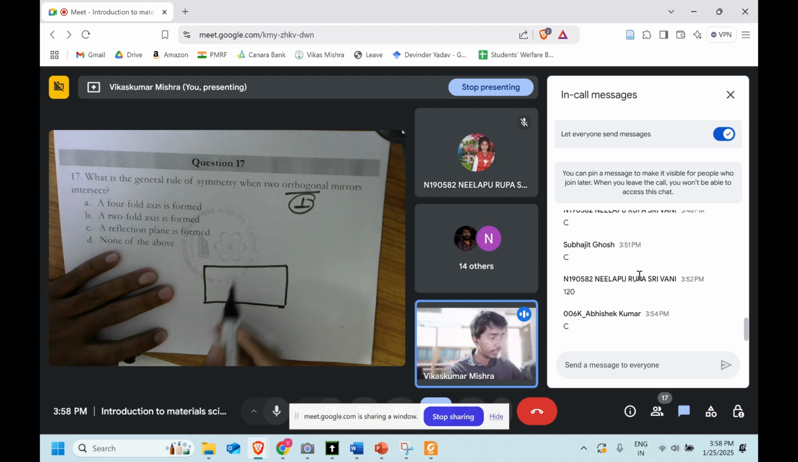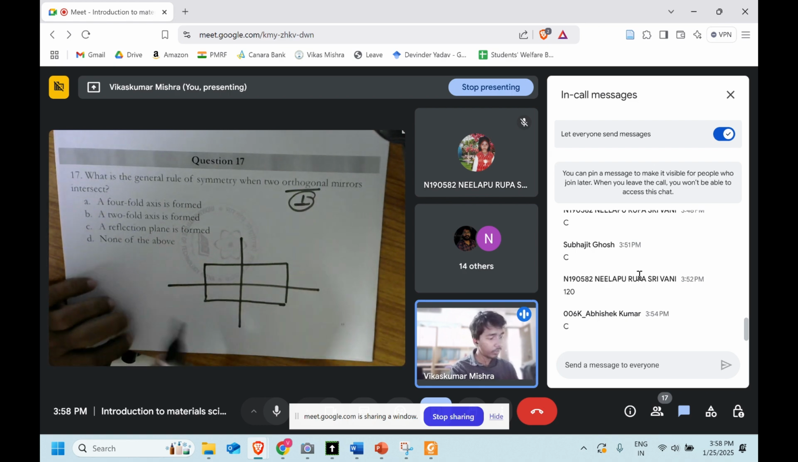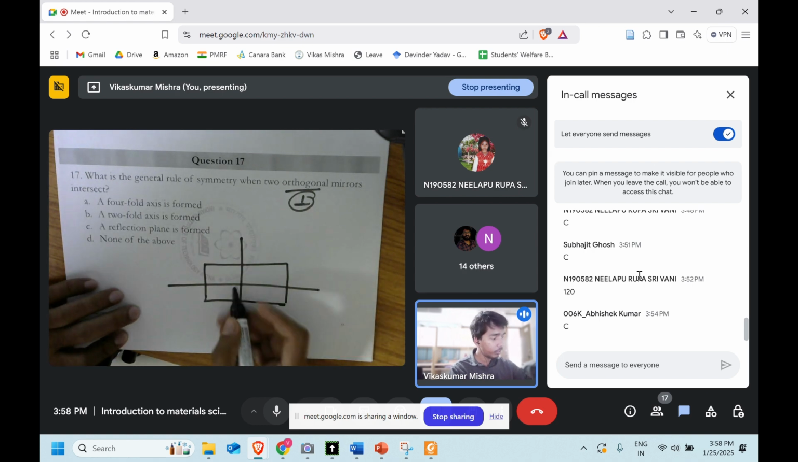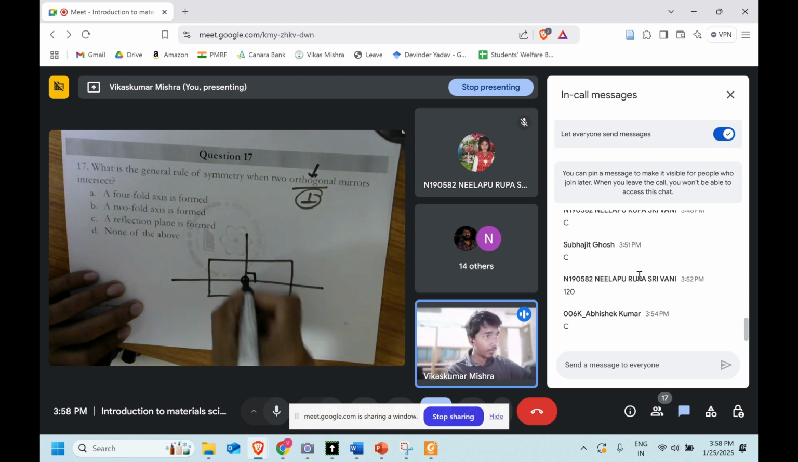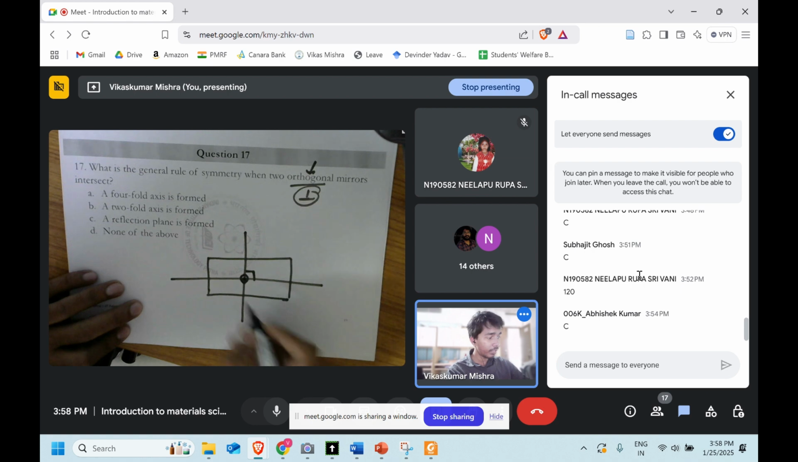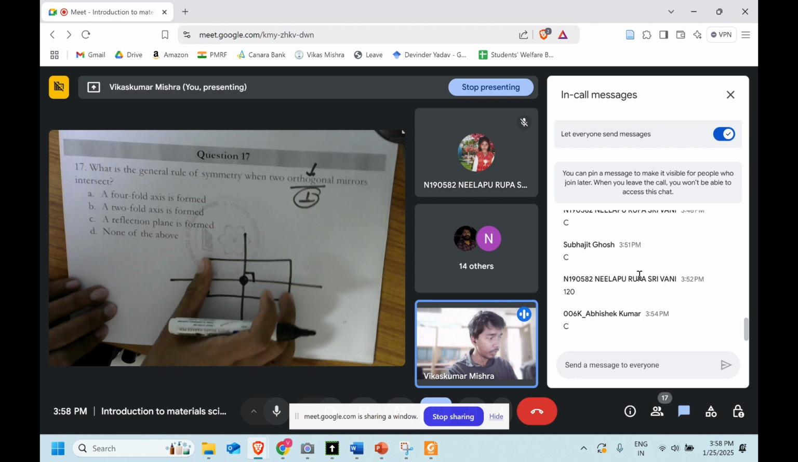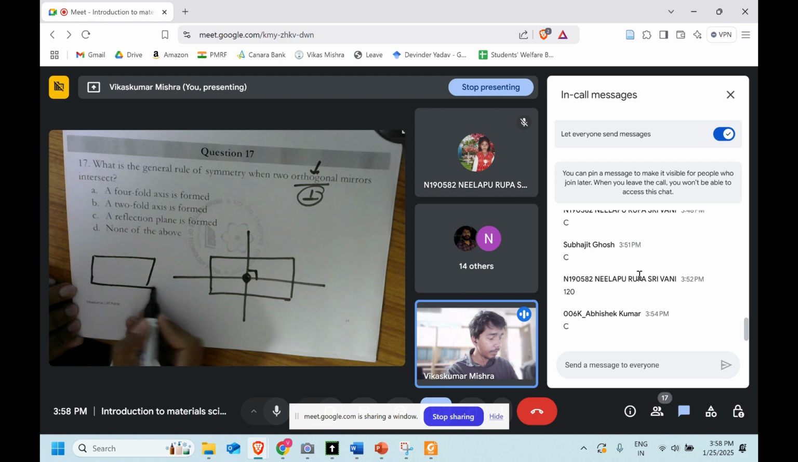In the rectangle we can see that there is one mirror which is this. The second mirror is horizontal. They are talking about the general possibility when two orthogonal mirrors intersect. Now they are intersecting each other, and the important thing is they are intersecting orthogonally. Now if I rotate this about the center, they will coincide with each other, right? Let's say I'm rotating this particular rectangle. What will happen? I will get exactly the same rectangle.